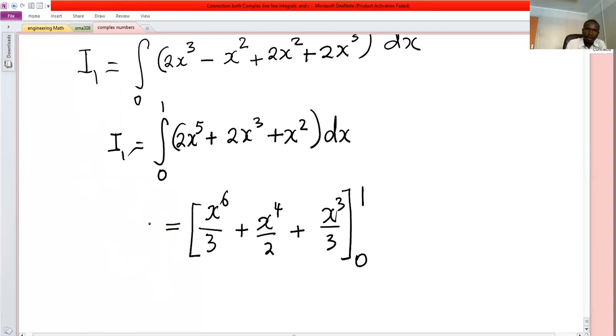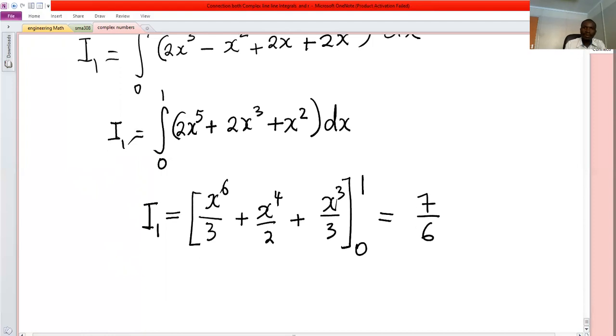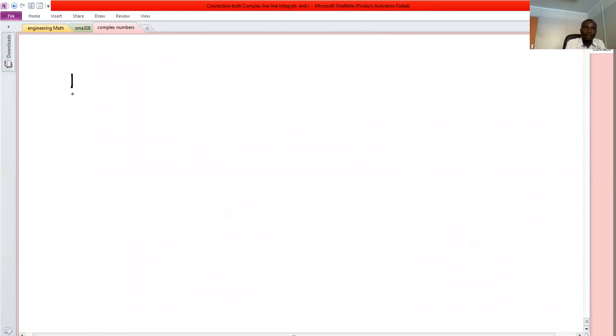Now for this integral, the lower limit will be 0 because every term here has an x. So we just have 1 over 3 plus 1 over 2 plus 1 over 3, which will give us 7 over 6. So that is I1, the first integral.